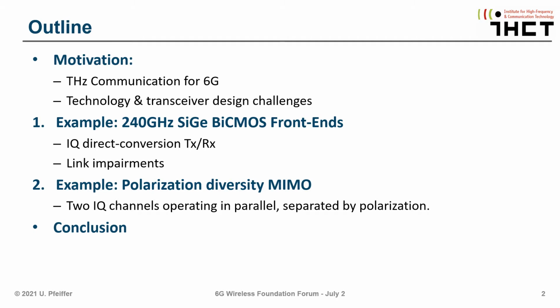And I will go into the details of the design, showing you some of the link impairments that we have figured out. And then in the second part of the presentation, we will look into a polarization diversity MIMO architecture, which uses circular polarized radiation to basically increase the number of channels and the spectral efficiency to achieve a higher data throughput. And of course, that's an important part for getting towards the targeted 1 terabit per second that we are looking for in 6G. And finally, I'm going to conclude my presentation.